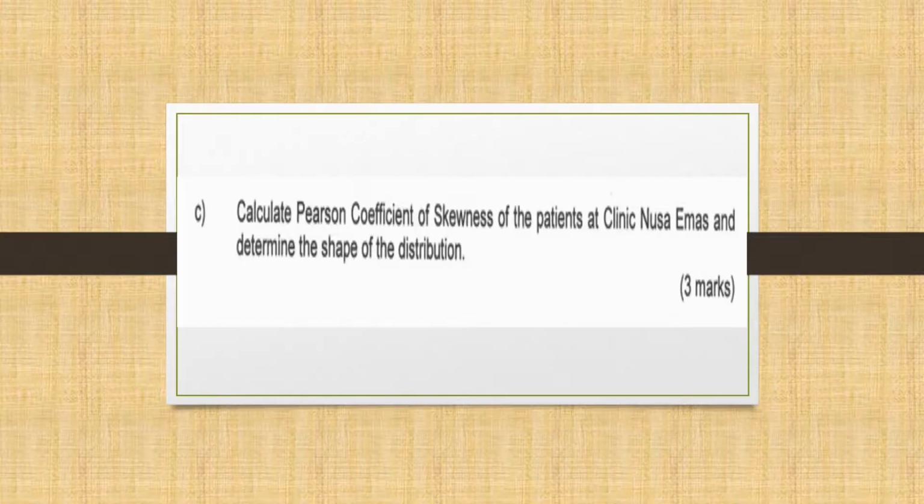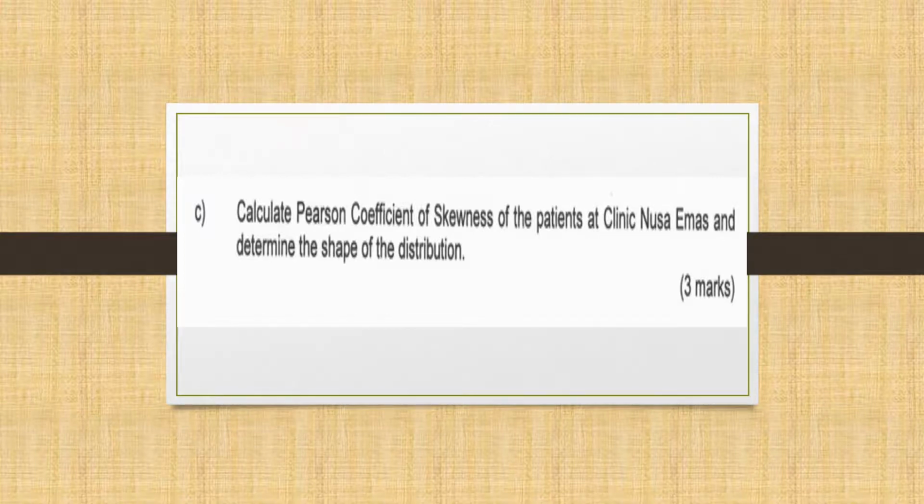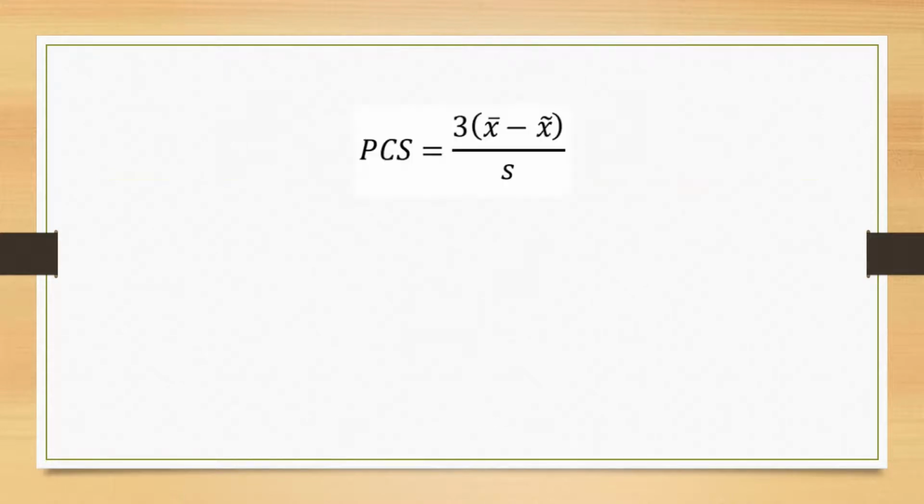Alright, I will answer question C, which is to calculate the Pearson coefficient of skewness of the patients at Klinik Nusa Emas and determine the shape of the distribution. The formula for PCS is 3 times mean minus median, divided by standard deviation. In the earlier questions, we got the answers: the mean is 22.4091, the median is 21 and the standard deviation is 13.2801.